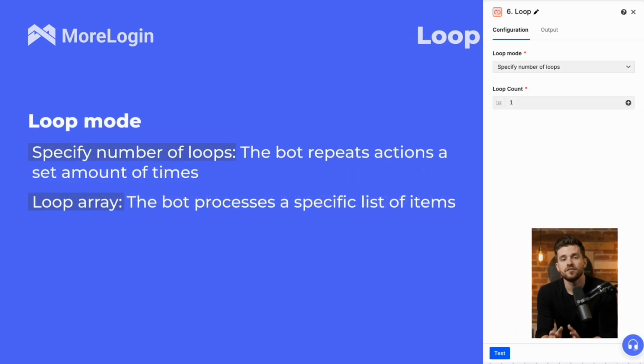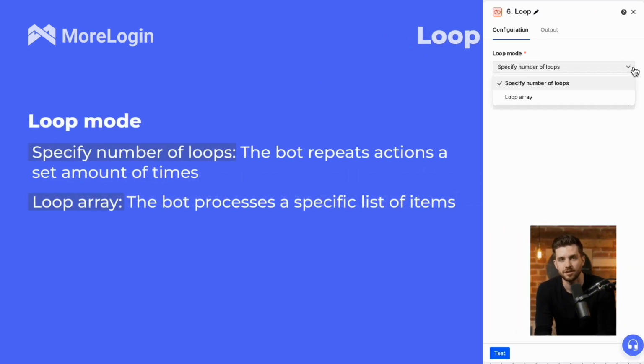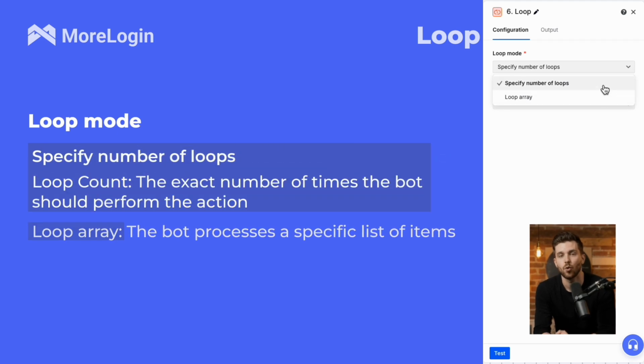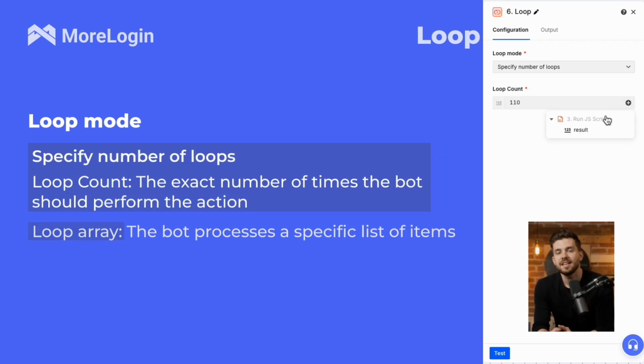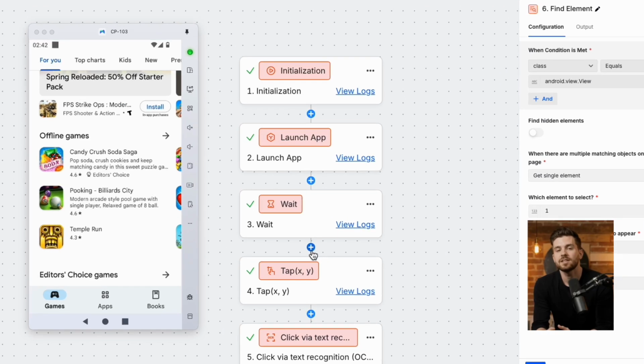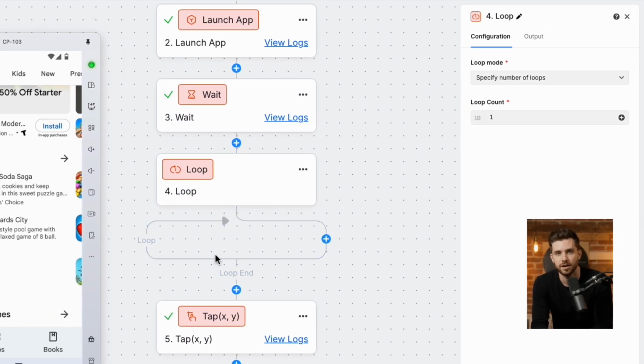Look at here. The first important field is loop type: number loop and array loop. If we choose number loop, the workflow will repeat the enclosed steps a fixed number of times, then define loop count, either as a number or as a referenced variable.